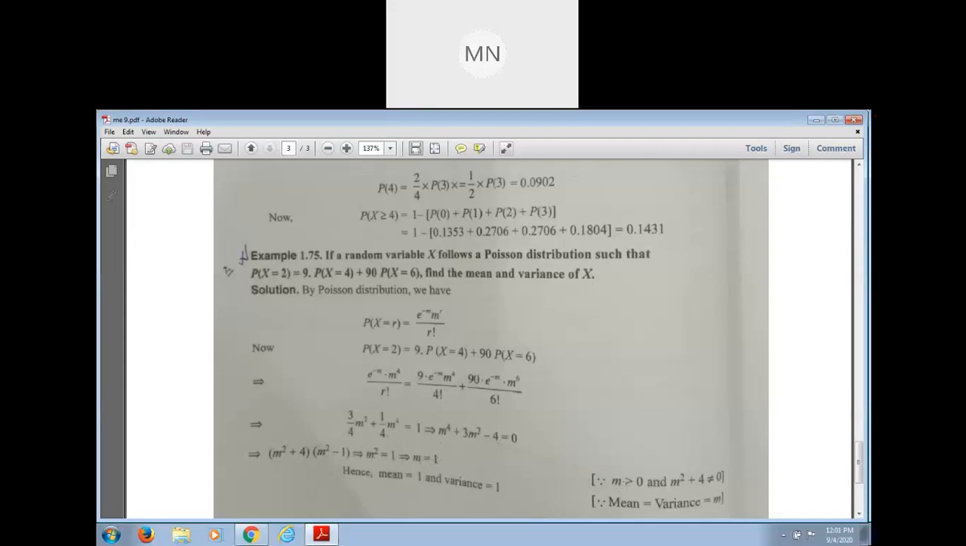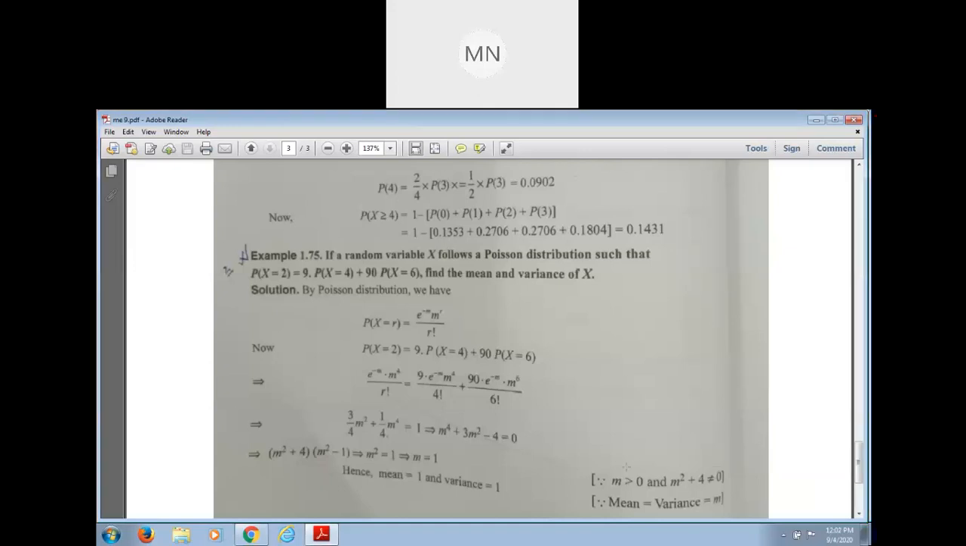Here, suppose the first condition is m squared plus 4 into m squared minus 1. Suppose we write m squared plus 4 equals 0. Then from this, m squared equals minus 4, that is, m equals plus or minus 2i, a complex number. But here this is not used. Here m is the parameter, and a parameter is not a complex number for a probability distribution. It's a real number. Therefore, m does not equal 2i.